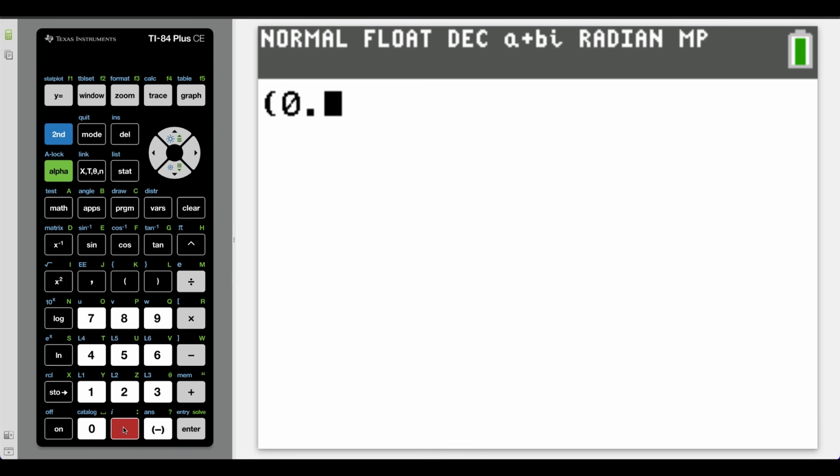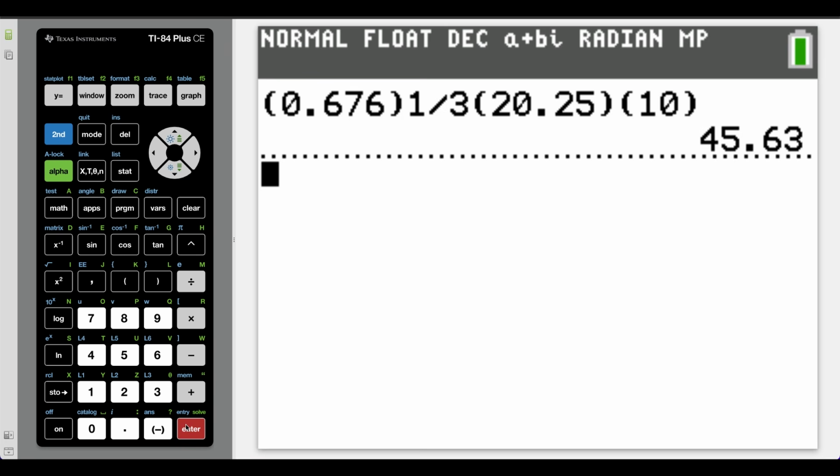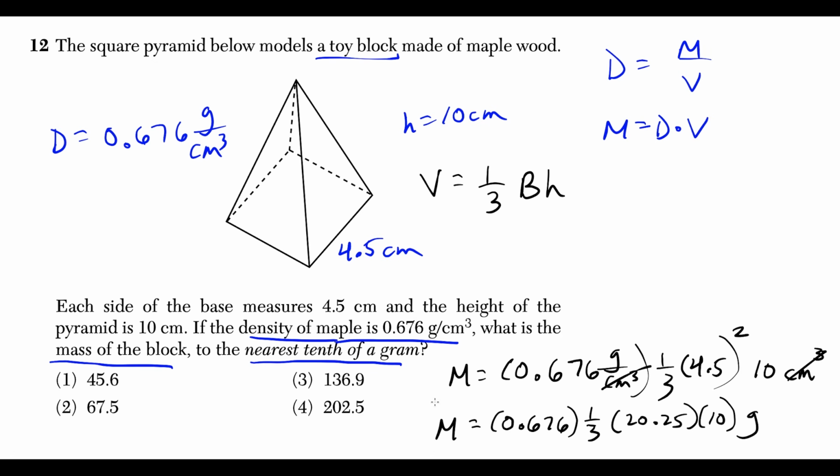We had 0.676. And then we're multiplying by 1/3. And then next was 20.25, or I could just say 4.5 squared. But we know what 4.5 squared is. And then we're multiplying all of that by 10. And now our final answer, we're going to have 45.63. So once again, this was 45.63, but that's going to round to the nearest tenth to 45.6, choice 1.